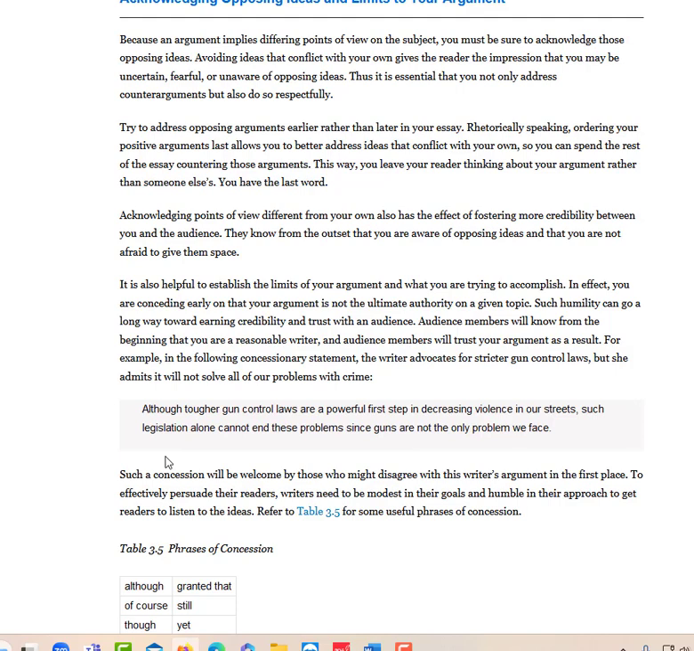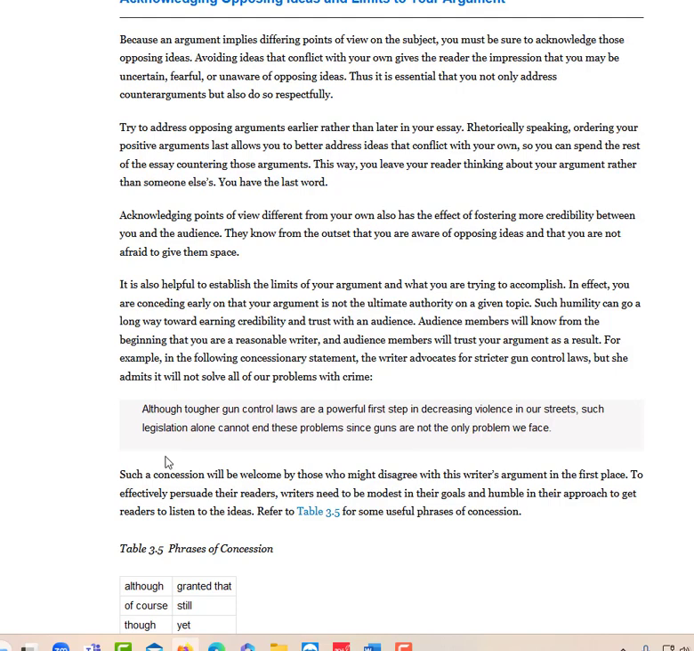Acknowledging points of view different from your own also has the effect of fostering more credibility between you and the audience. They know from the outset that you are aware of opposing ideas and that you are not afraid to give them space. It is also helpful to establish the limits of your argument and what you are trying to accomplish. In effect, you are conceding early on that your argument is not the ultimate authority on a given topic. Such humility can go a long way towards earning credibility and trust with an audience.